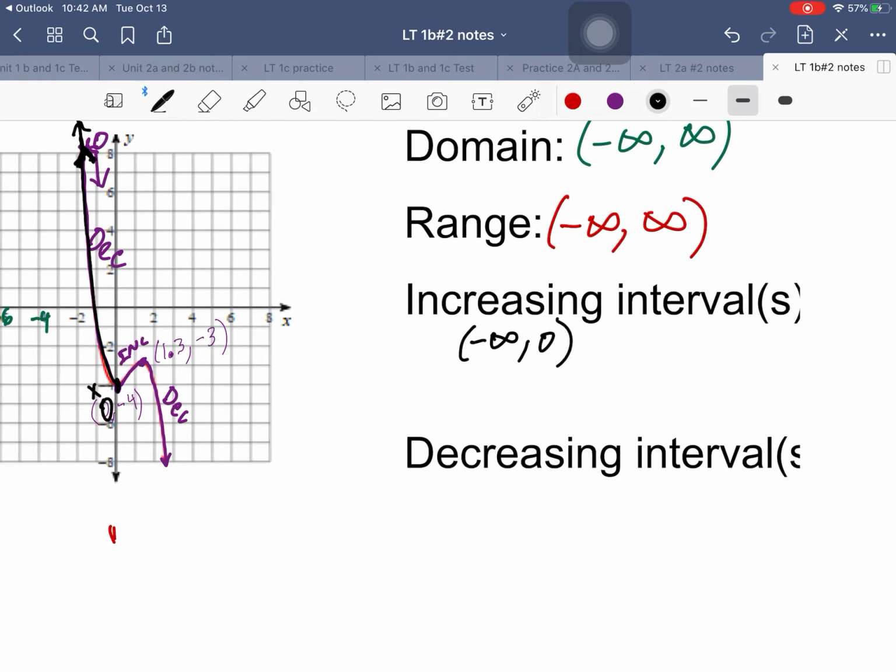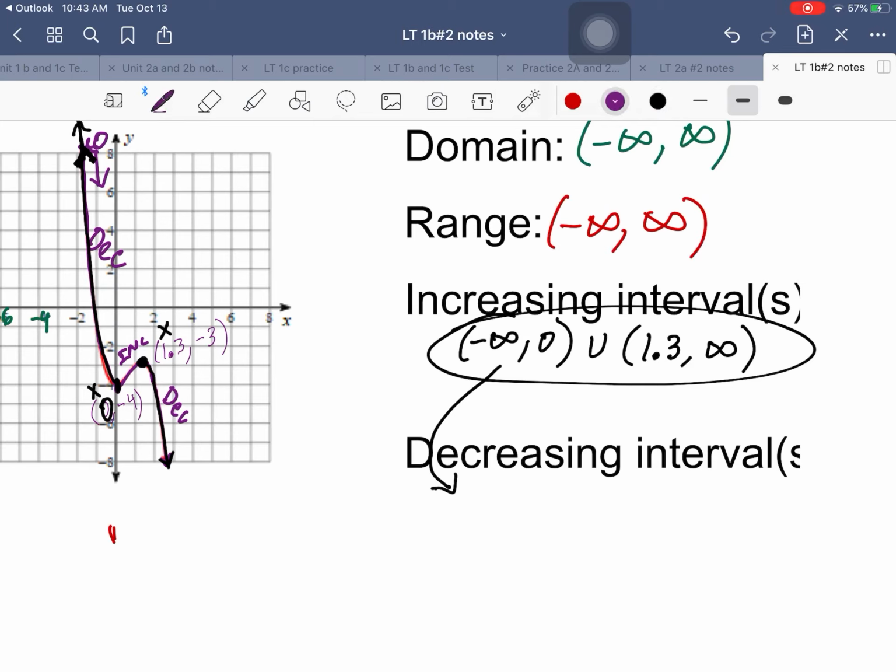The other portion that's decreasing starts at the x value of 1.3. And where does it stop decreasing? It's going to go to the right forever to infinity. And if you put a union in between, this means that both are intervals of decreasing. I put that in the total wrong spot. So that should be going down below here. My bad. Increasing is going to go from 0, and it increases from 0 to 1.3. So the increasing should go from 0 to 1.3.